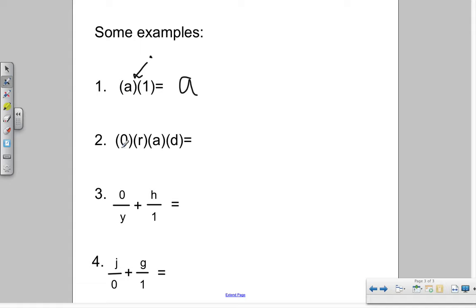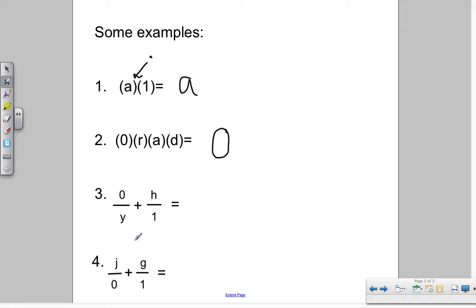Now how about this one? 0 times R times A times D, or 0 times rad. What would that give you? Well, guess what? That one's going to give you 0 also, because that one is saying that 0 times whatever this big product is 0. It doesn't matter where 0 falls in the mix. If you're multiplying and there's a 0 in there, you will still get the big goose egg, 0.